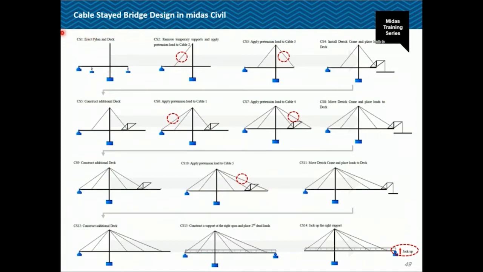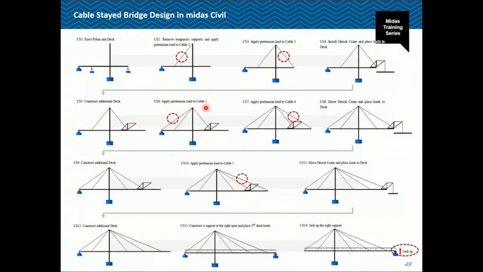Let's assume a sample bridge with this type of construction stages starting from CS1. This is your first stage, erect pylon and deck. Second stage is removing the temporary supports and applying pretension load to cable 2. Then you erect cable 3, and then you apply the pretension or the erection force, the jacking force. Install derrick crane and place the loads on the deck. Then you construct the additional deck. Here the wet concrete load of the next segment would be acting at this point, where it would create a vertical load and a moment.